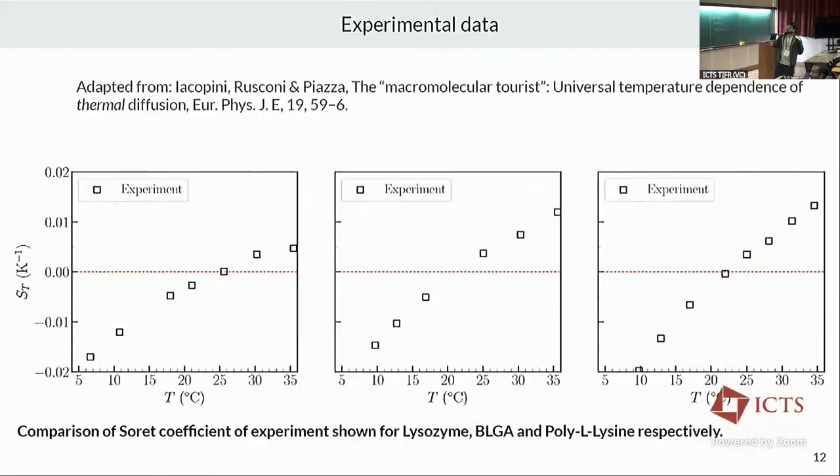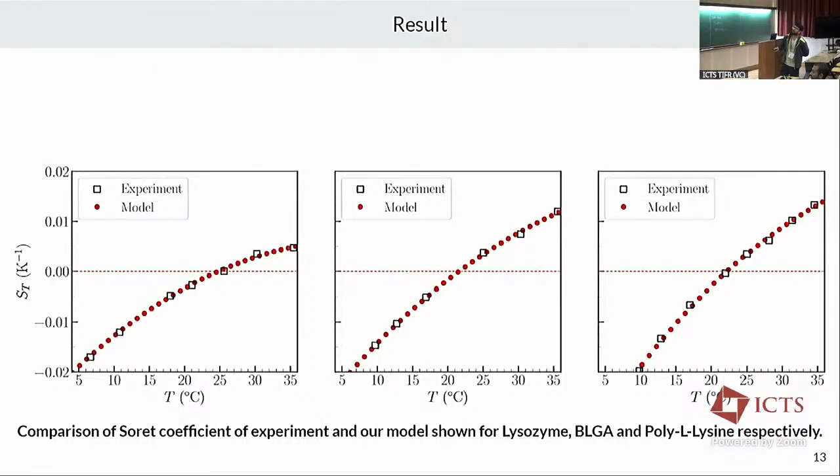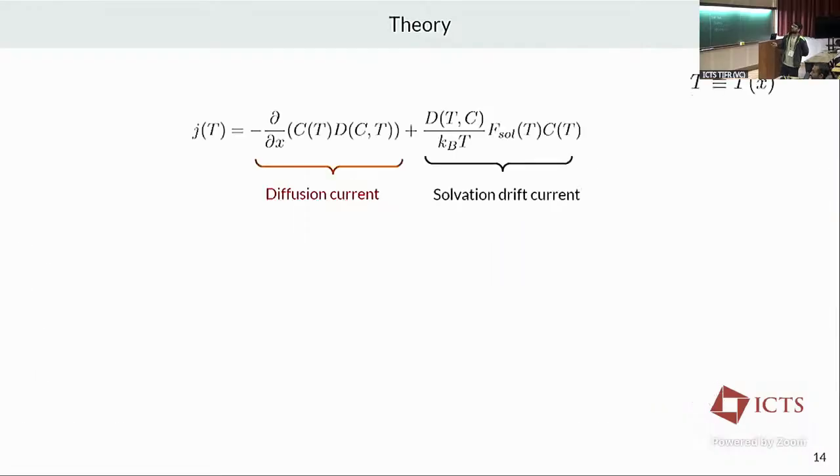So here I show you the experimental data, which is from this paper of Piazza, in which the y-axis is the Soret coefficient, and the x-axis is the temperature. You can see at temperature below this critical temperature, the Soret coefficient is negative, but after that it becomes positive, and similarly for both the proteins, BLG and poly-lysine. And what we have been able to show is that we have come up with a model which agrees well with the experiment. And the theory of the model is like this.